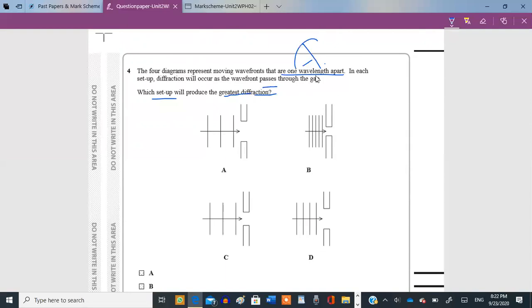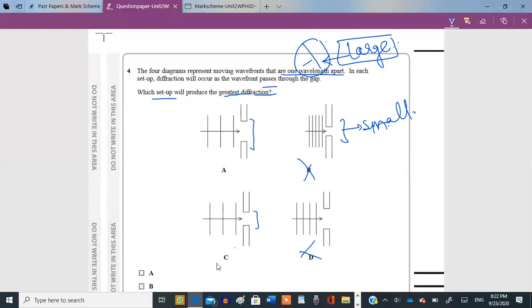For diffraction to occur, this wavelength has to be as large as possible for maximum diffraction, and the slit size has to be as small as possible. If the slit size is smaller than the wavelength, then more diffraction would occur. But if the slit size is larger than the wavelength, then possibly negligible diffraction would occur. So over here, the wavelengths are smaller, so cannot be these because their diffraction is going to be less than these two. Now, in these two, option C has a smaller slit size compared to option A, right? So therefore, option C.